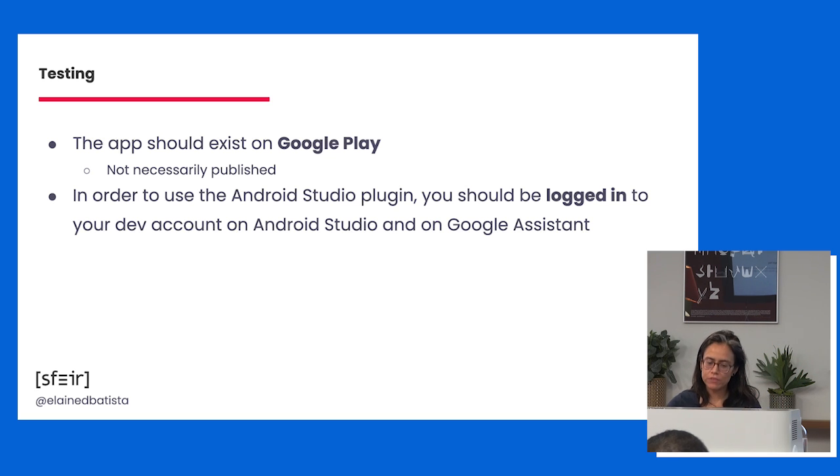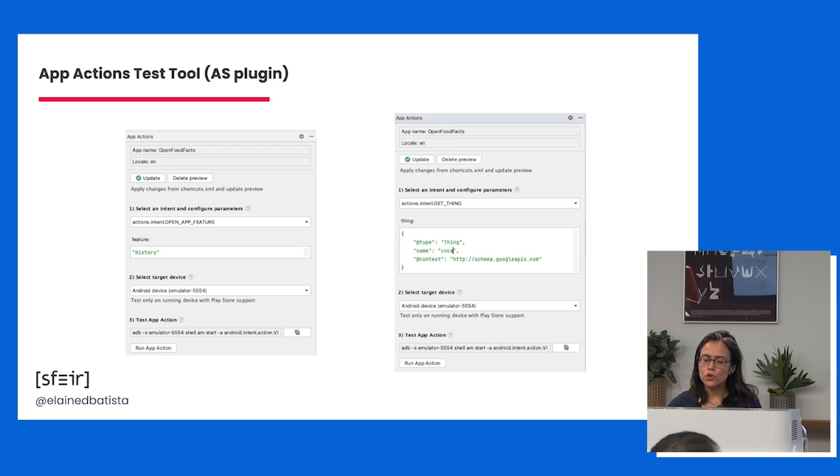So when you have everything up and running, you can install an Android Studio plugin called the App Actions Test Tool, which basically simulates what is going on through the Google Assistant. This is what I have done in order to work. You create a preview for your app action, and then you can use it on your phone or copy the ADB command, or just click the button and it sends the command to the device that is connected to your computer.